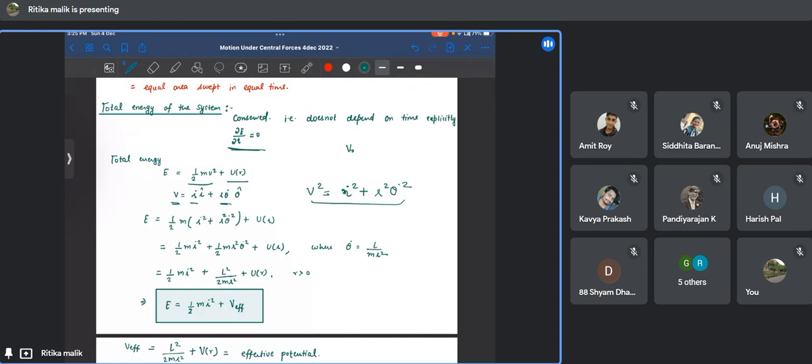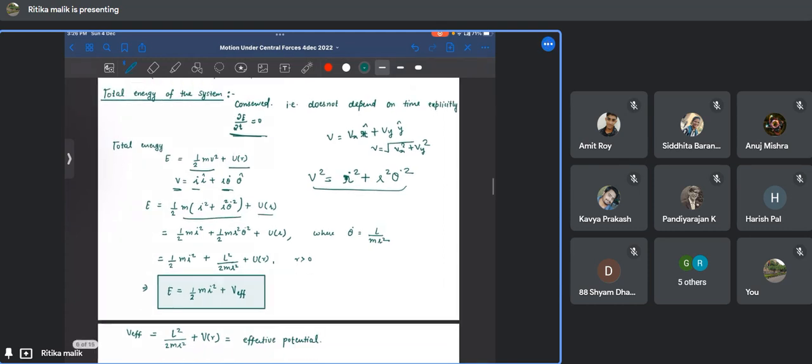This is how we calculate it. If we have a Vx part in the x cap direction plus Vy in the y cap direction in Cartesian coordinates, then we can calculate the magnitude of v as the square root of Vx square plus Vy square. So here we are just writing it in the radial coordinate system. So we just put the value of v square here. This is your potential energy.